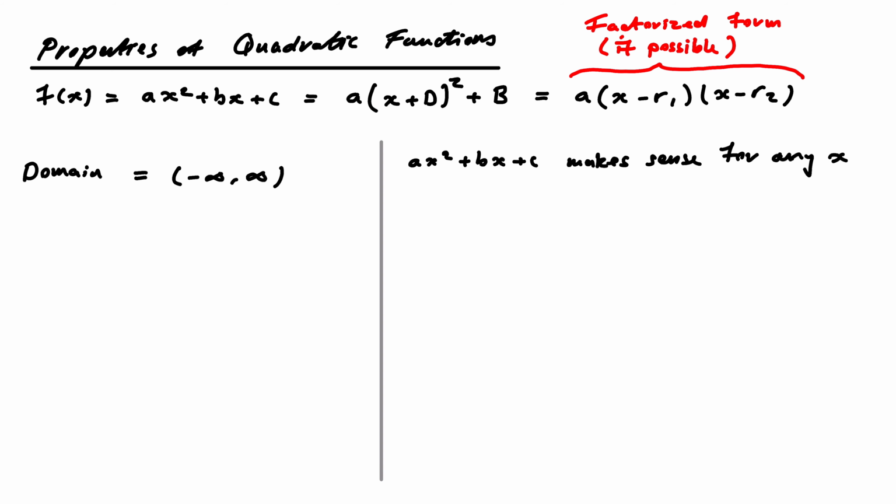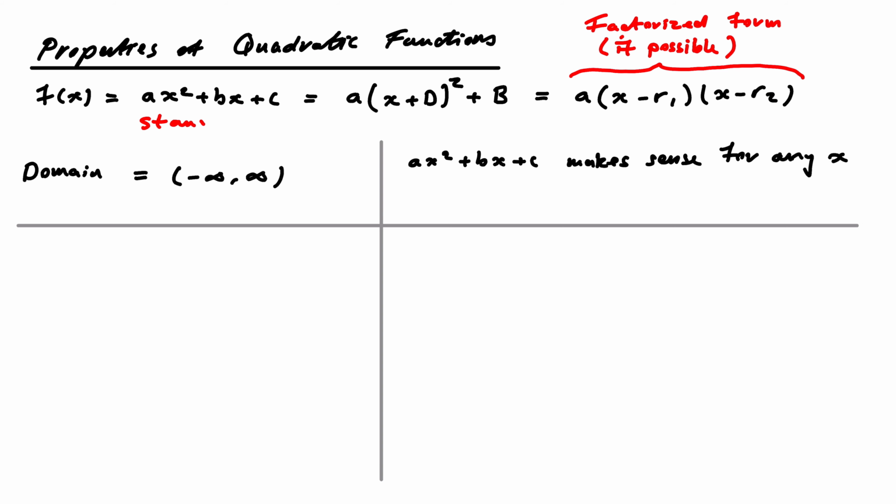Of course. Next, range. So we've already seen that the standard format, so this is the standard form, and this is the vertex form. The standard form isn't very good for this, right, because it's pretty opaque what the output of the function is, but the vertex form turned out to be very useful. So the following is true.